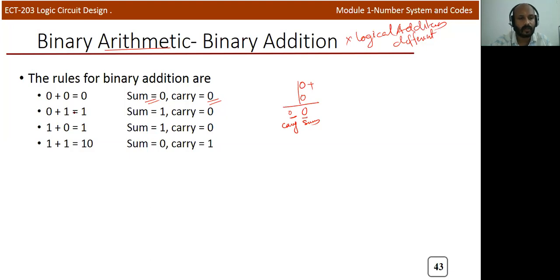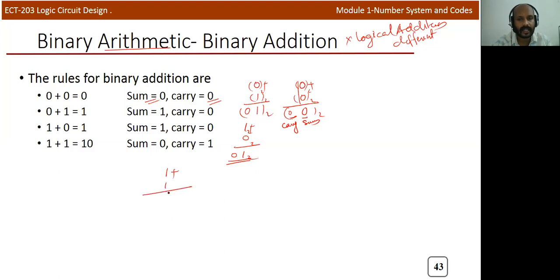Now if you add 0 plus 1, that is equal to 1. The sum is 1 and there is no carry, so we can write 0 1, carry 0. Next, 1 plus 0 is exactly the same thing, giving 0 1. All these values are in binary, so the base of the number system is 2.